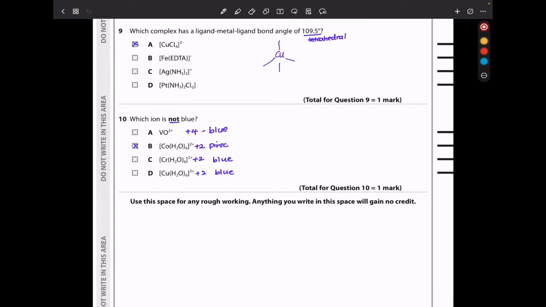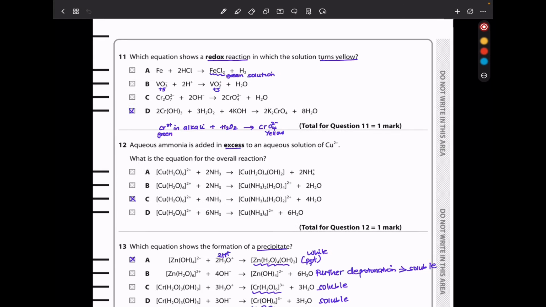In question 10, which ion is not blue? Vanadium 4 oxide is going to be blue. Hexaaqua cobalt 2 is pink. Hexaaqua chromium 2 is going to be blue. And hexaaqua copper 2 is also going to be blue. So we can see it's only B which is not going to be blue because it will be pink.